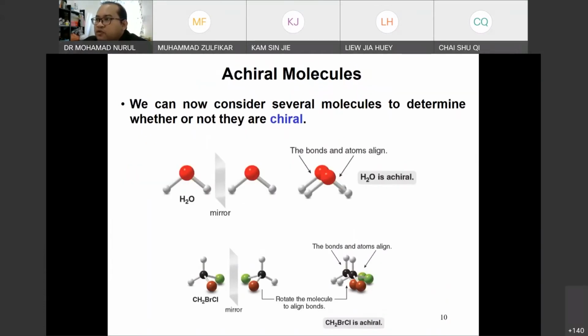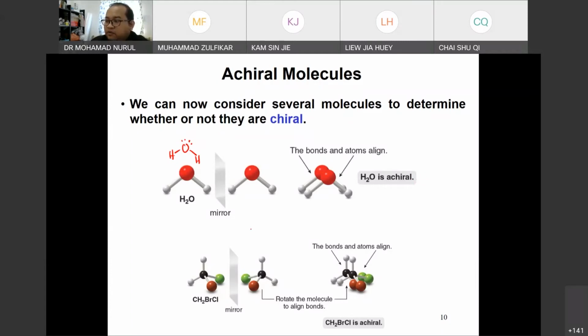Okay, achiral molecules. We can now consider several molecules to determine whether they are achiral. For example, water: this is oxygen, and we have H. Again, with the mirror image, we can easily align this one, so this one we call achiral.